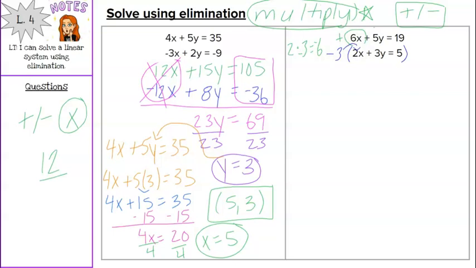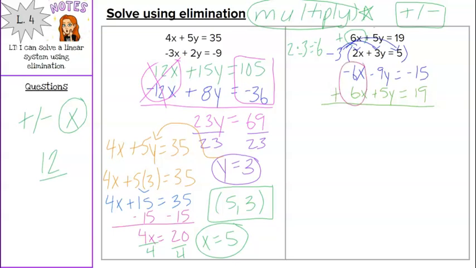When I do that, it'll give me negative 6x. Negative 3 times 3y is negative 9y. And negative 3 times 5 is negative 15. Now I'm going to rewrite our top equation right underneath. So we have 6x plus 5y equals 19. And now when we add these up, we are going to have a pair of opposites.